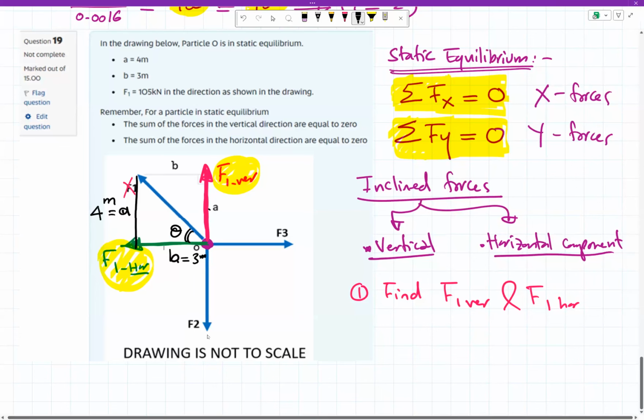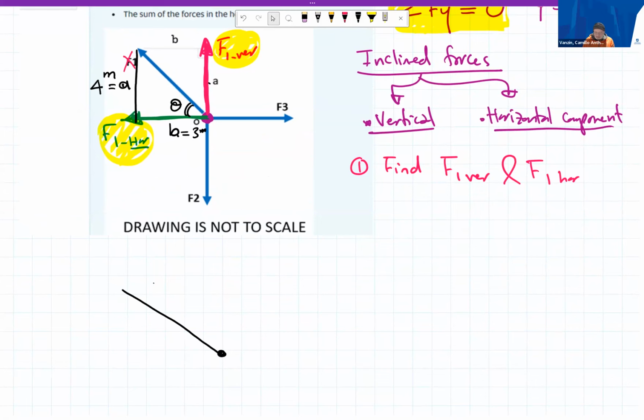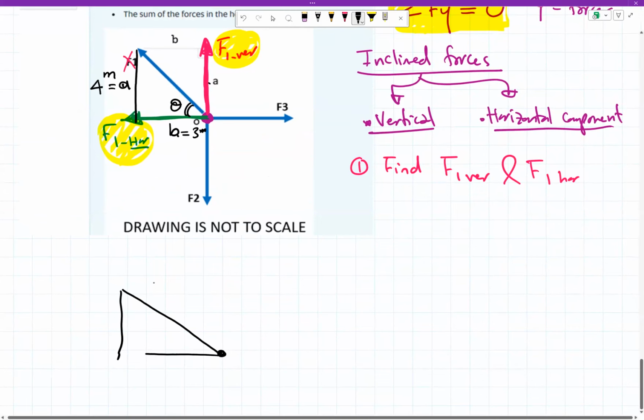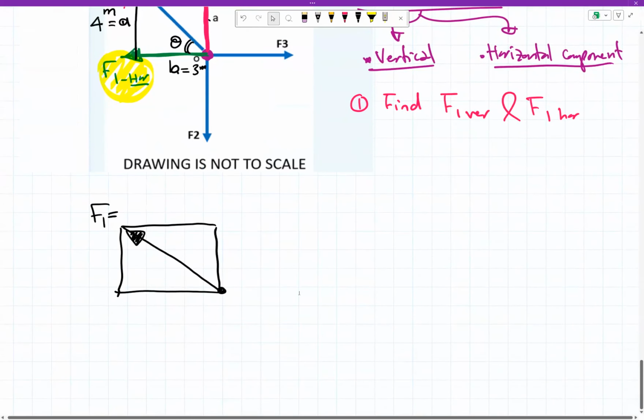So what you need to do for this type of problem, you will take the triangle outside. So I will take it outside like that. So we have our force F1. How much is F1 given to us? F1 is given as 105.